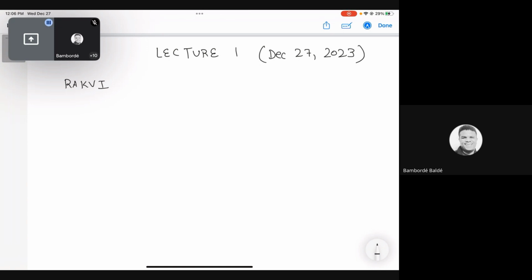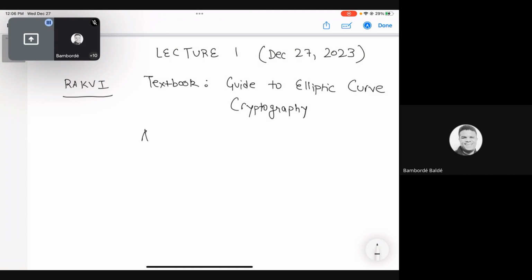Right, so that's my name, and today's lecture is, so I'll be following this textbook for this mini course. It's called Guide to Elliptic Curve Cryptography, and the authors are Darrel Hankerson, Alfred Menezes, I hope I'm pronouncing their names right, and Scott Vanstone.